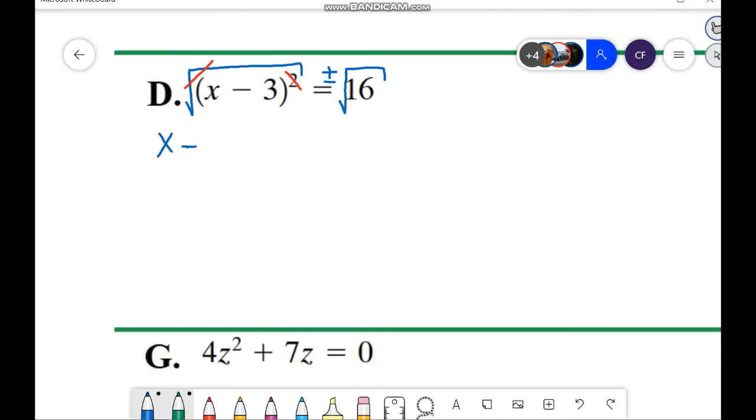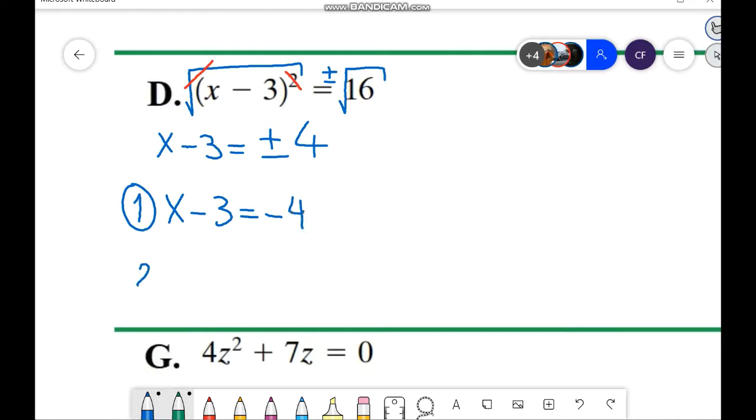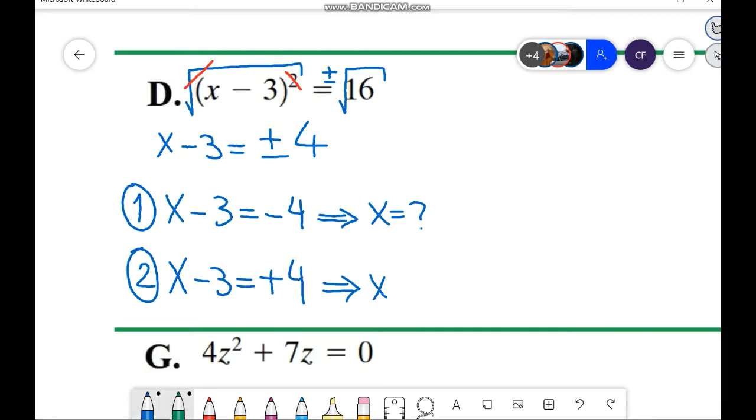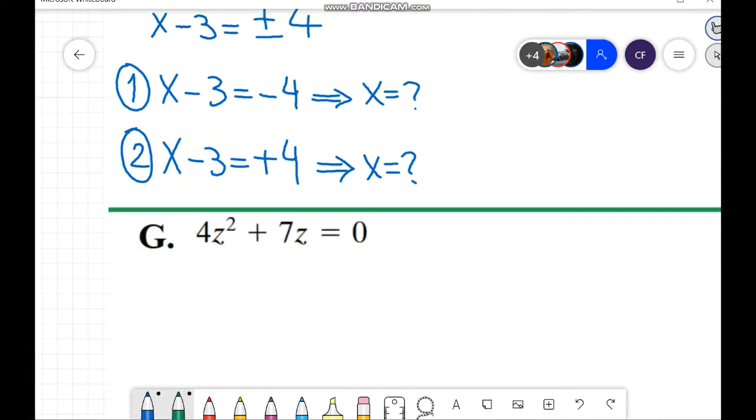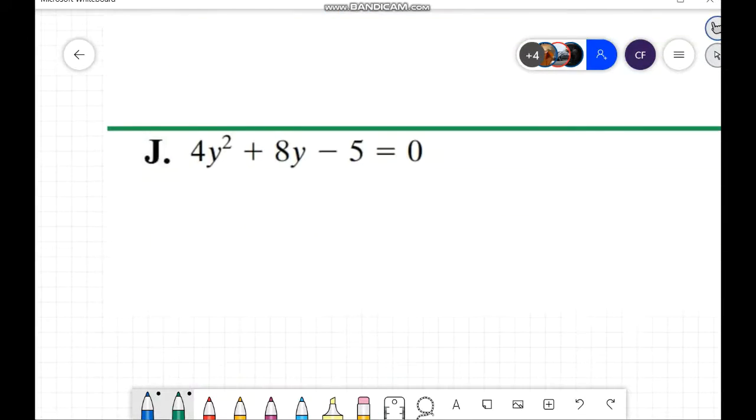So we have x minus 3 equals to what? Positive or negative? The square root of 16 is 4. So the first answer is x minus 3 equals negative 4. The second answer, x minus 3 equals positive 4. Then you find x equals, complete the answer. It's up to you. You can access whiteboard, you can write down your answers.